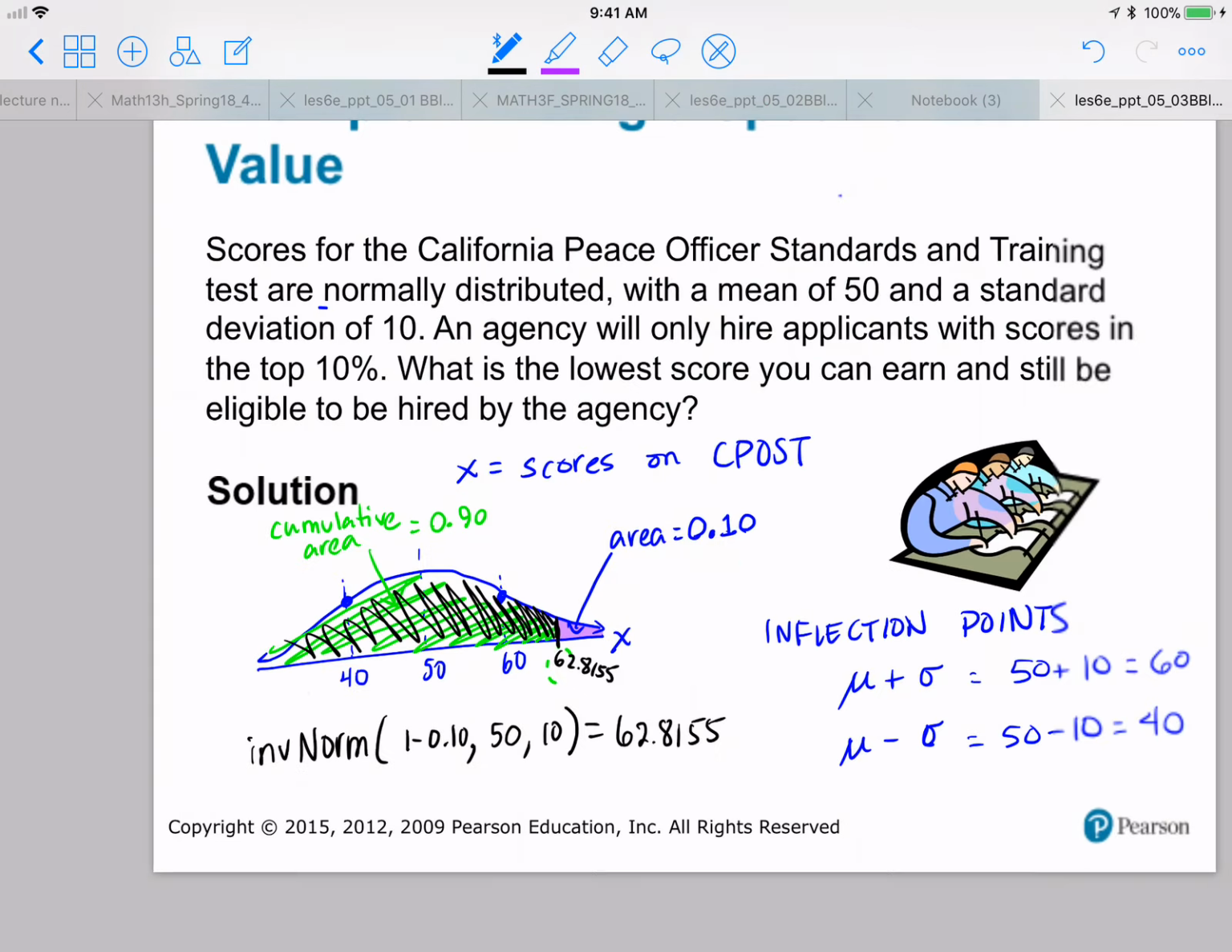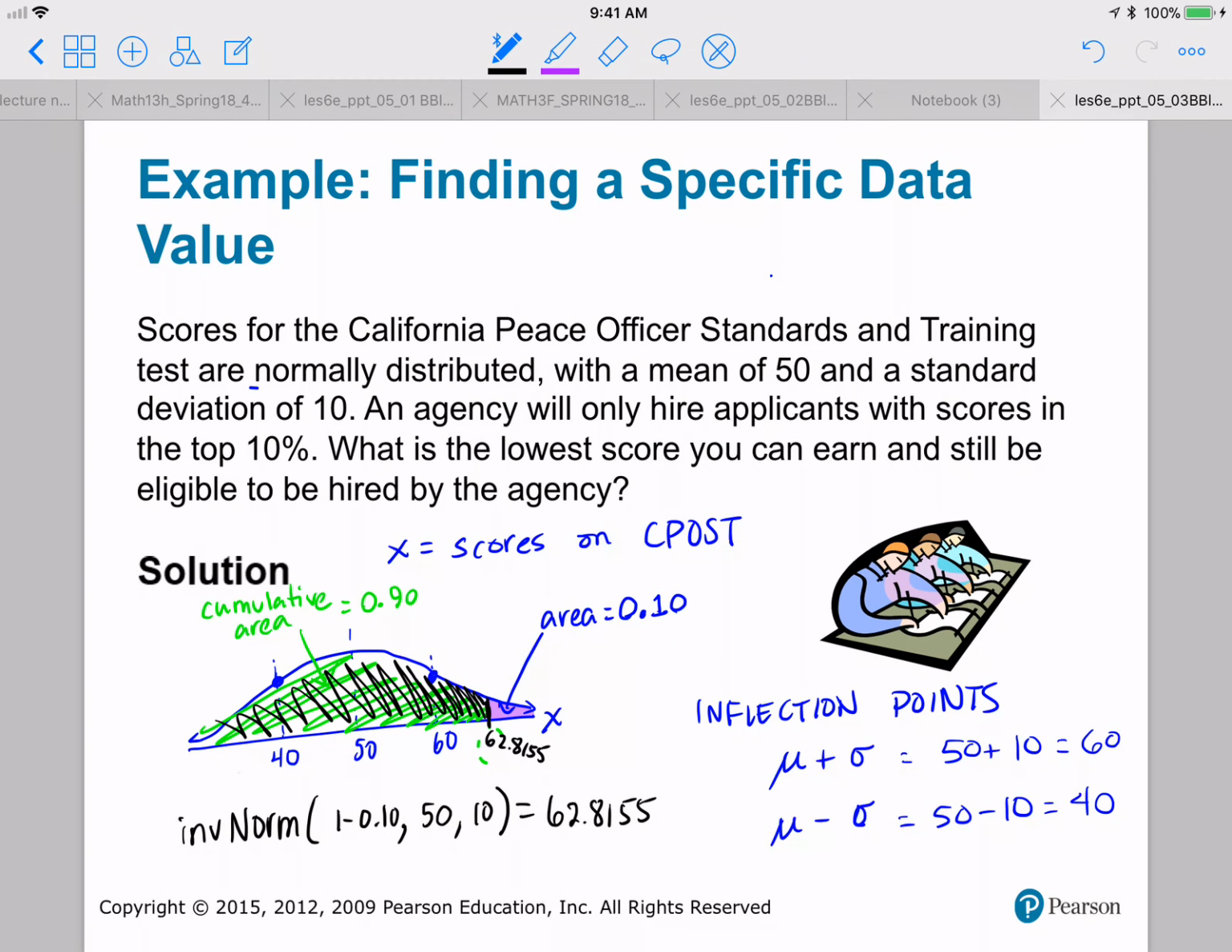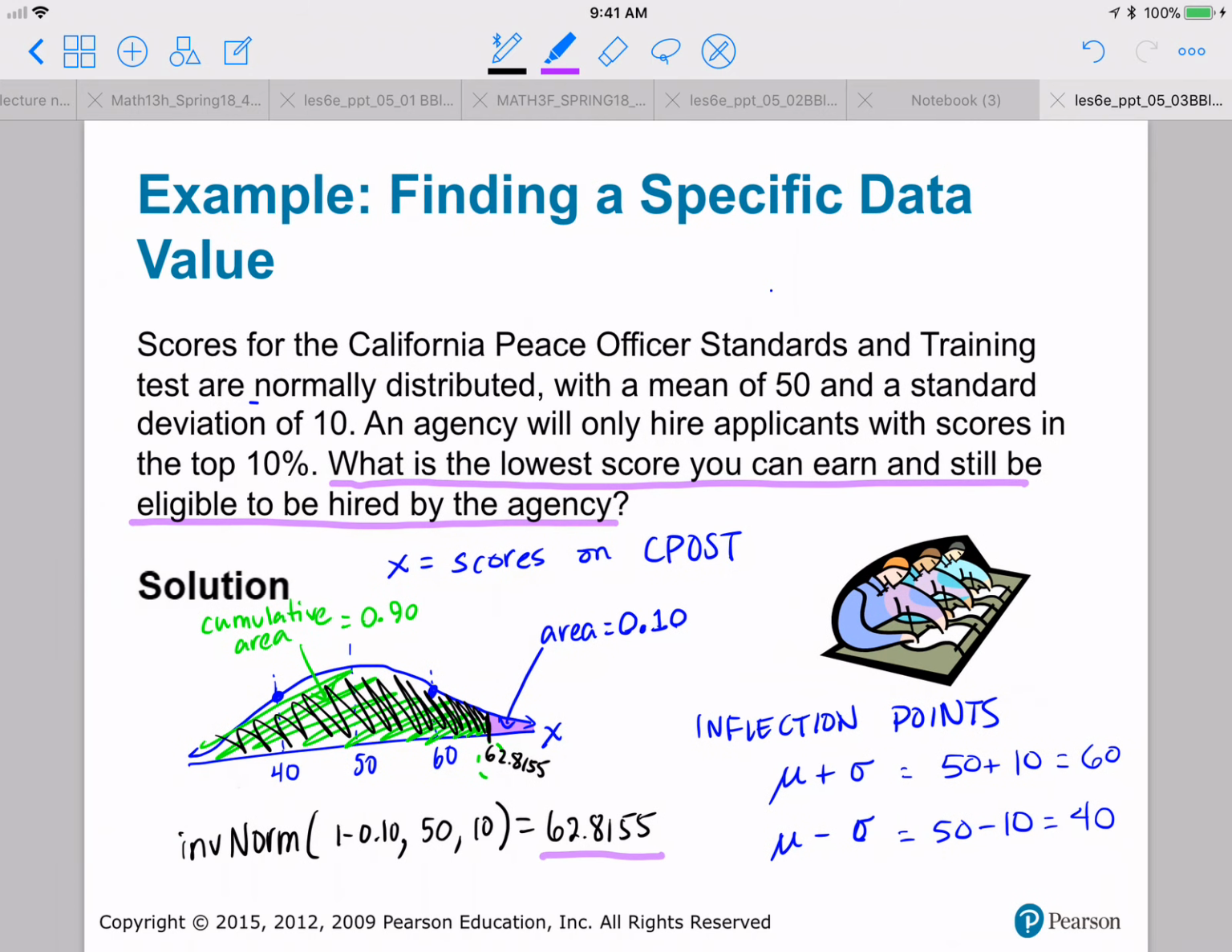So this score, 62.8155. Here's how I interpret this. What is the lowest score you can earn and still be eligible to be hired by the agency? 62.8155 is the lowest score you can earn and still be hired by the agency.